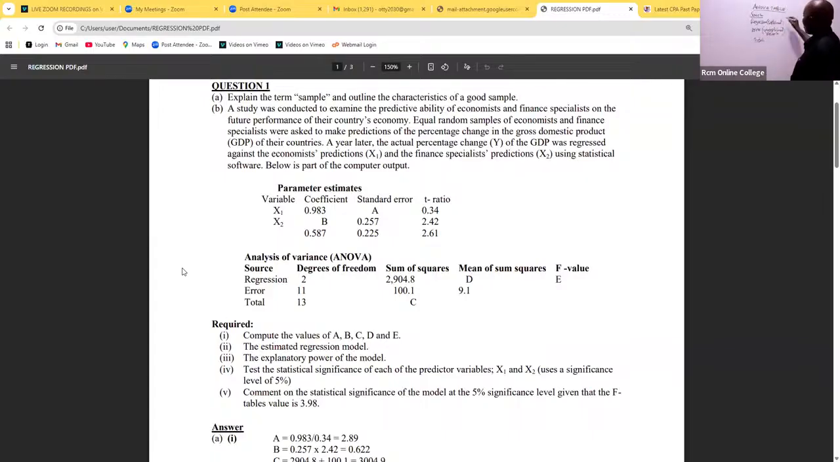Then we have degrees of freedom. The degrees of freedom are 2, 11, adding to 13. And then we have sum of squares: 2904.8, 100.1, and C. And then we have mean sum of squares, MSS. For the mean sum of squares, I can see D, and then I can see 9.1, and then the F value. For the F value, I can see an E there.